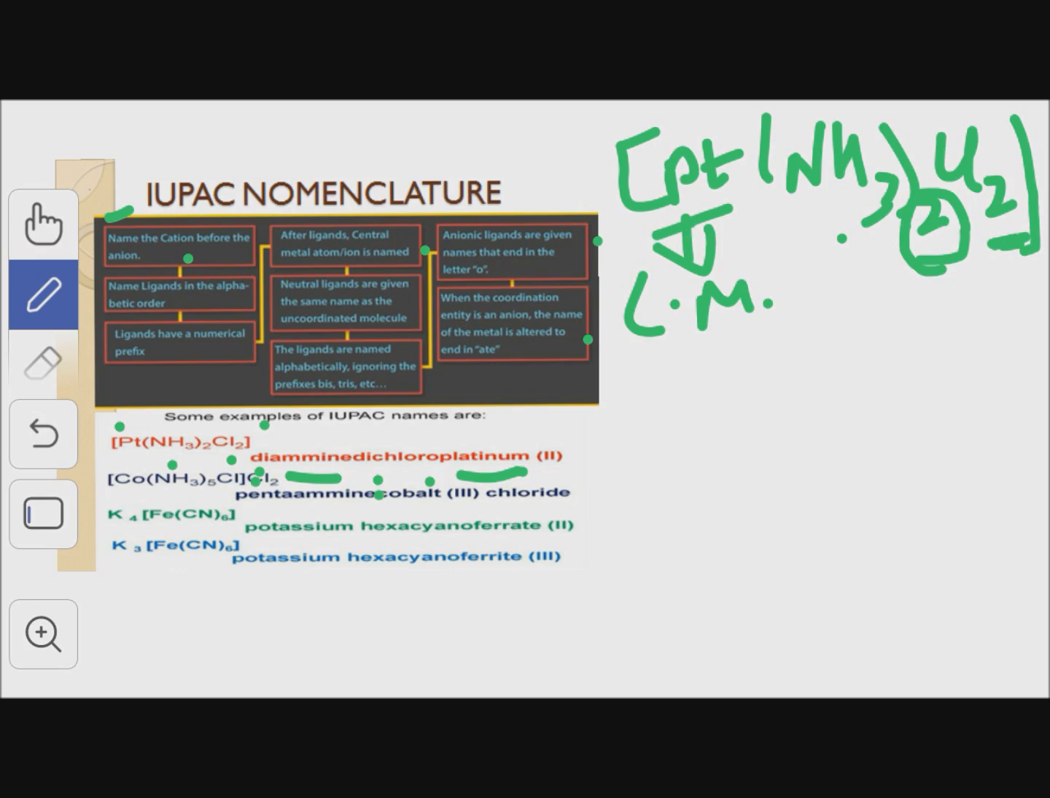And then we write the oxidation state of the central metal ion, which is equal to 2, in Roman letters. Here we have 2 negative ligands, 2 Cl negative ligands, and an NH3 neutral ligand. To counterbalance this 2 negative charge, the platinum has +2 oxidation state.